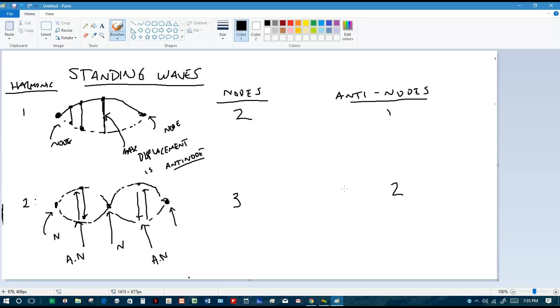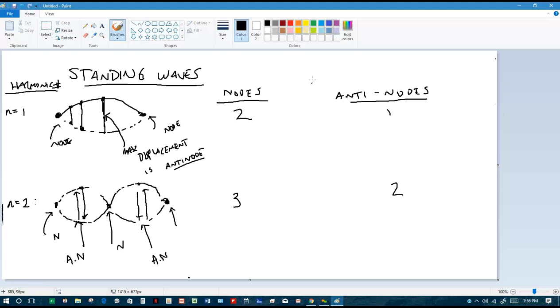Based just on this, you can already discover the pattern. The harmonic number is referred to as n. So this is n equals 1, and this is n equals 2. I could draw some pictures for you in a minute of what n equals 3, n equals 4 look like. But just based on this, for the first harmonic, which is n equals 1, how many antinodes do you have? 1. For the second harmonic, n equals 2, how many antinodes do you have? 2. So even though I haven't drawn it yet, for the third harmonic, n equals 3, guess how many antinodes you'd have? 3. Yep.